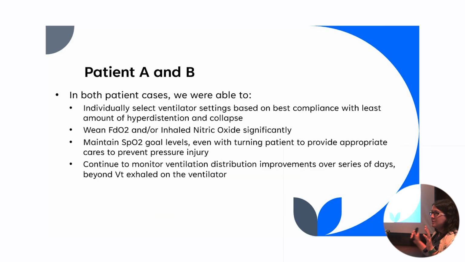So while these patients were very different from what their onset was, ultimately they both ended up with ARDS. In both cases, we were able to individually select their ventilator settings based on best compliance with least amount of hyperdistension and collapse. We were able to wean their FiO2 and their inhaled nitric significantly. We maintained the saturation goals, and even while turning a patient, instead of being like, hey, they're gonna crash out whenever you turn them, we're able to maintain that appropriate ventilation and oxygenation. And we're able to continue to monitor ventilation distribution over a series of days.